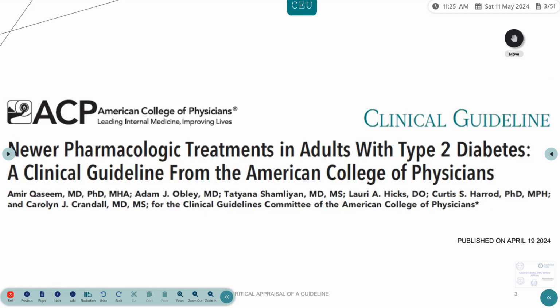So for this, I have gone through literature and found this clinical guideline which is published in Annals of Internal Medicine on April 19, 2024. The guideline is titled Newer Pharmacological Treatments in Adults with Type 2 Diabetes, a clinical guideline from the American College of Physicians.